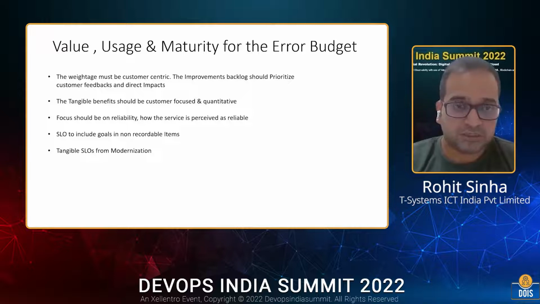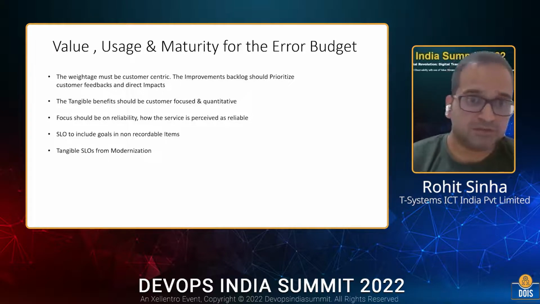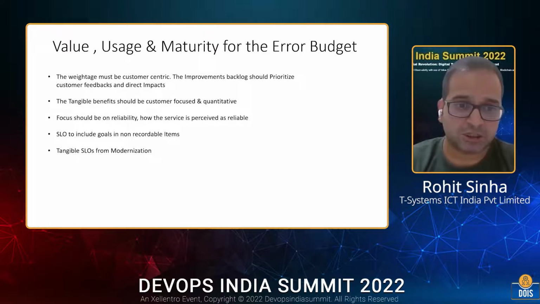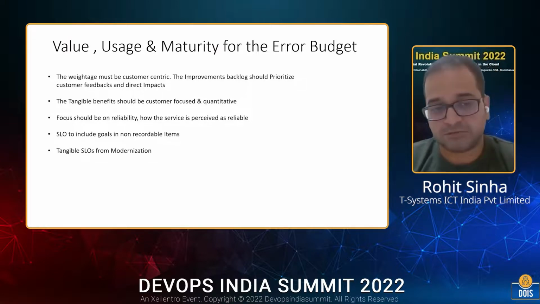That's one of the things which we have to keep in mind when it comes to tangible benefits. The second is that the SLOs are the tangible benefits. We have a target. We have to reach the target, and we will work towards it. It's just a framework, a structured approach of trying to reach there, right? Weightage must be customer centric. There is no question on that.